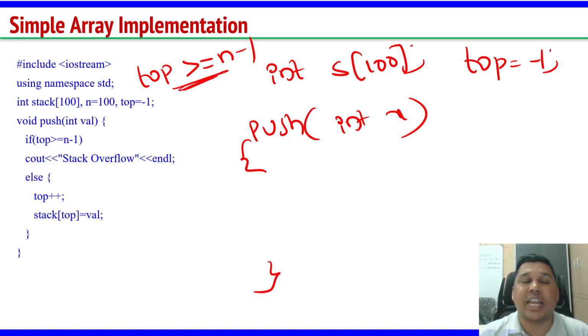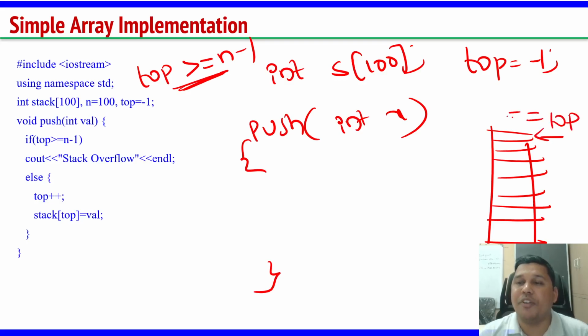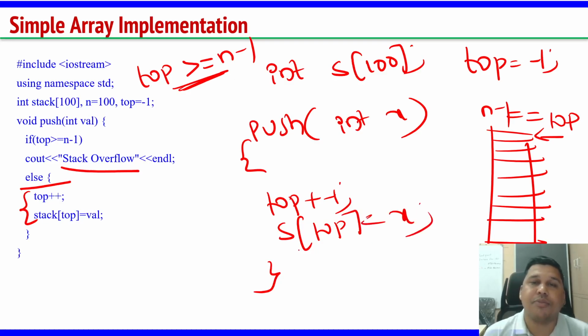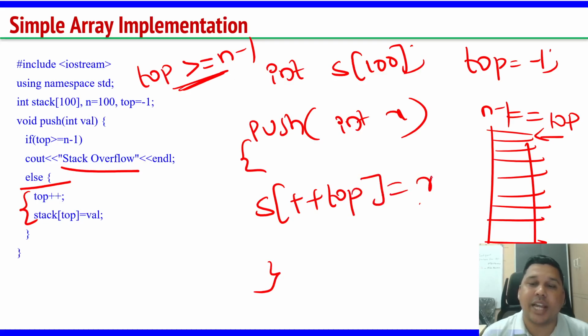Why is this check required? In the array, if all the elements are filled, my top will be here. So if top becomes n minus 1, it is stack overflow. You have to say stack overflow, meaning the stack is full and I cannot insert elements. Otherwise, you can write top plus plus, and s of top is equal to x. Or in a single statement, as I wrote before, s of plus top is equal to x. That is the only statement. So this will insert the element, and also increment the top value.